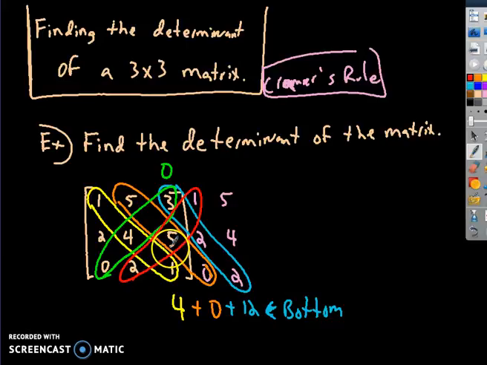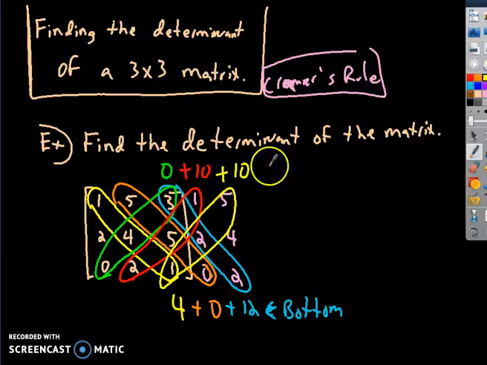So 2 times 5 times 1, that's 10 times 1, so that's plus 10. And then taking the last one. So it's 1 times 2 times 5, so that's plus 10 again. So this is my top. So I get the sum of the top. The top is equal to 20. I get the sum of the bottom. Bottom is equal to 16.